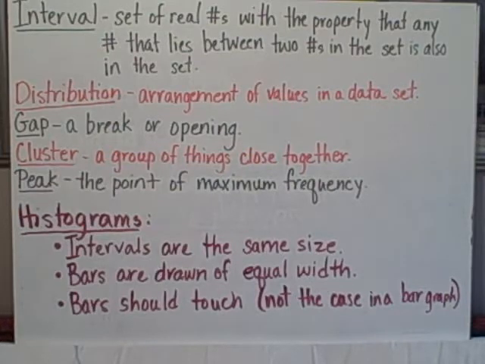Now there are three special things that have to happen when you are working with a histogram. First, the intervals that you create have to be the same size. If you go 0 to 10, then you would have to make sure that your next interval also included that many digits. Bars are drawn of equal width, so it's very important that you have your ruler and that you have measured things out. And finally, bars should touch. This is not the same as a bar graph. Bar graphs do not have to touch, but in a histogram they do.